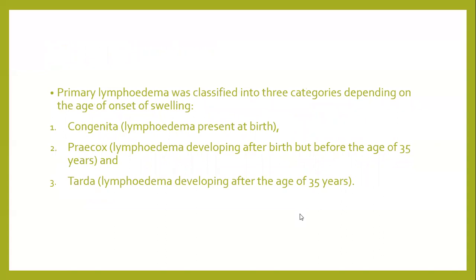Primary lymphedema is classified into 3 categories depending upon the age of onset of swelling. Number 1 is congenital, that is lymphedema present at birth. Praecox, that is lymphedema developing after birth but before the age of 35 years. And tarda, lymphedema developing after 35 years of age. So there are 3 types: congenital, praecox, and tarda.